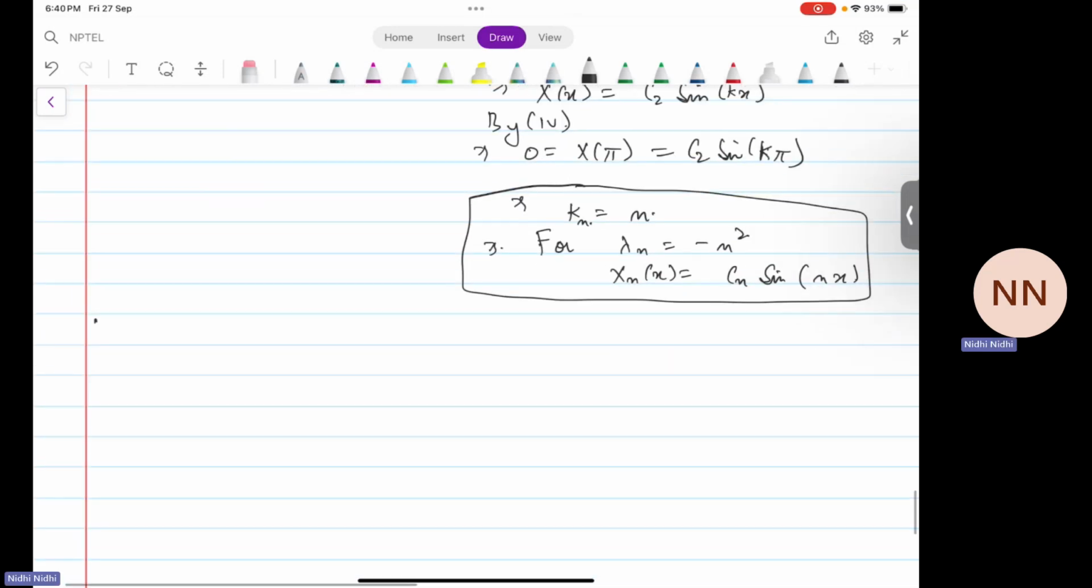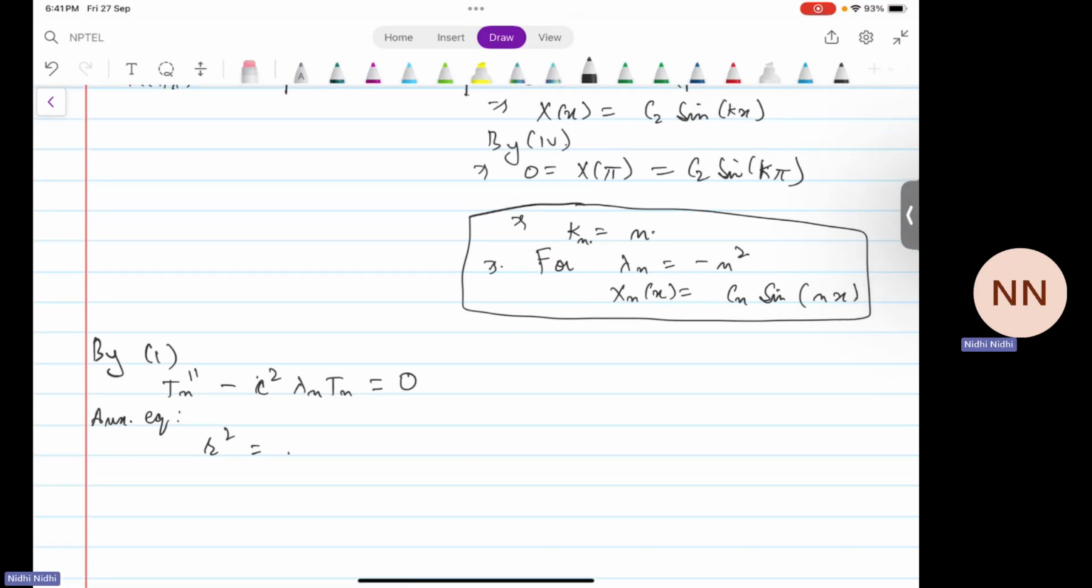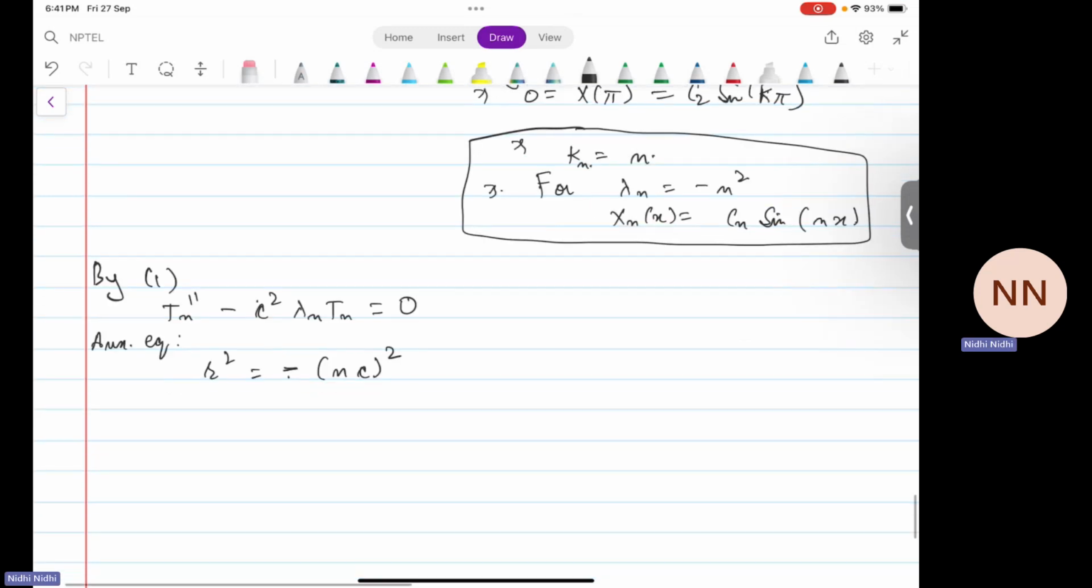I hope you remember we did some eigenvalue and eigenfunction questions in previous sessions. Also, by equation first, we have T_n double dash minus c square lambda n T_n is equal to 0. So its auxiliary equation is r square is equal to c square times lambda n. So lambda n is minus n square. So this is minus n c square. So this will give us T_n(t) is equal to a_n cos nct plus some constant b_n times sin nct.